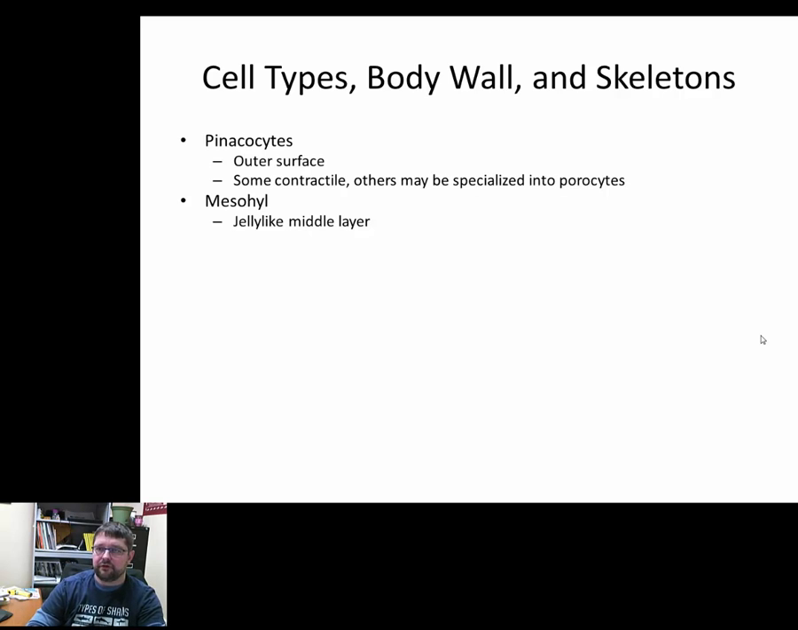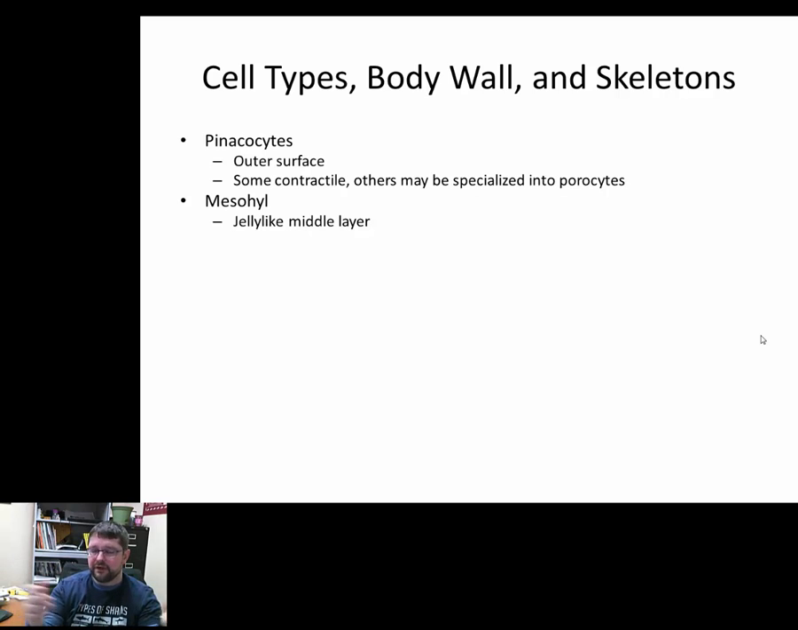Mesohyl is the jelly-like substance that you find between the outer surface, which we call the ectodermis, and the inner surface, which we call the endodermis. You're going to have kind of a jelly-like middle layer. Now, the mesohyl, or the mesoglea, is devoid of cells, typically, in sponges.